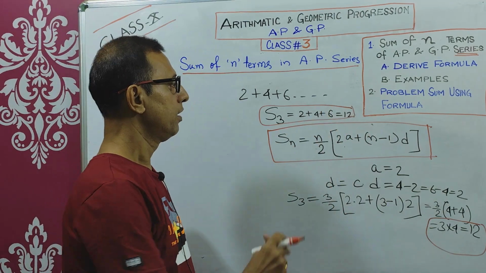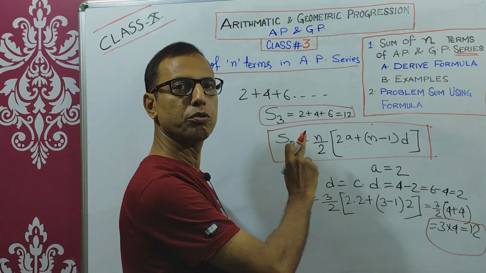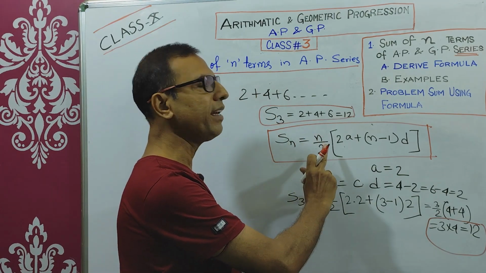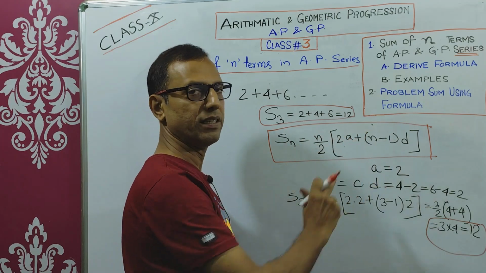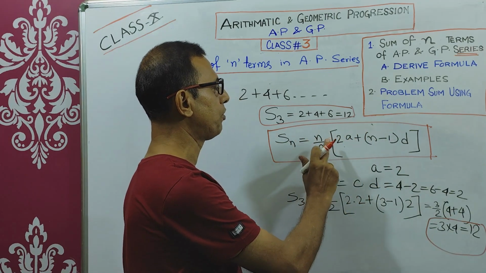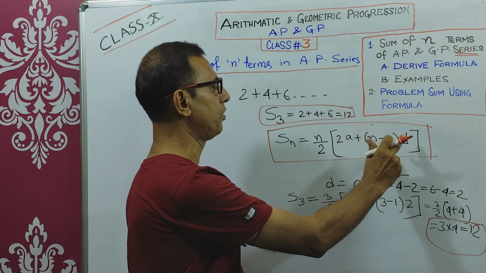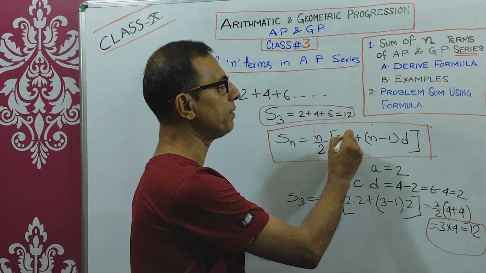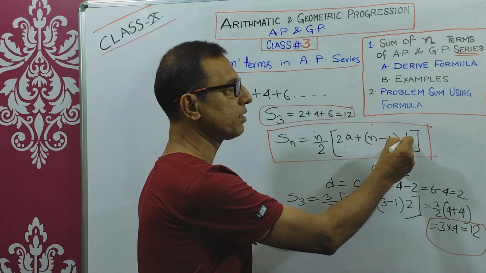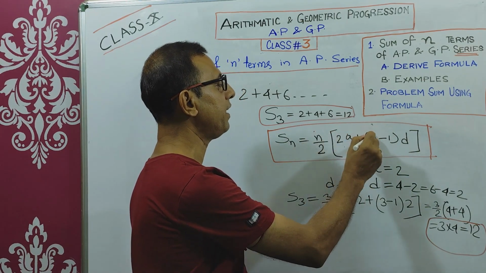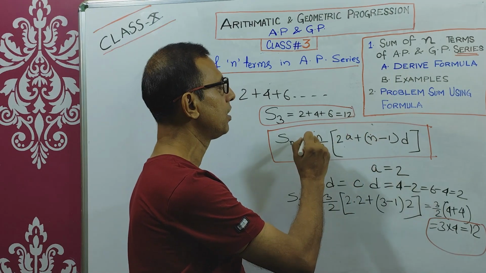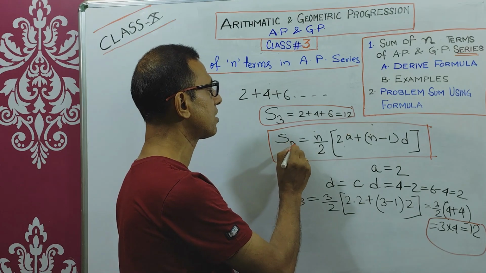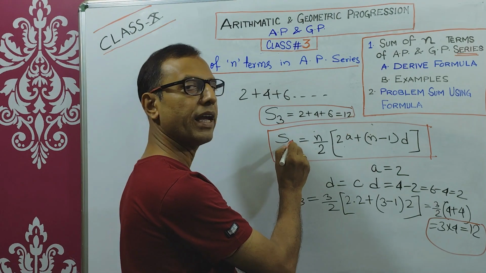So that means this is the formula you need to use to find out the summation of n number of terms in an AP series. Sn equals n by 2 into 2a plus n minus 1 into d, where n is the number of terms, a is the first term of that AP series, d is the common difference of that AP series, and n is for how many terms you are asked to find out the summation, and the suffix n means summation of n number of terms.